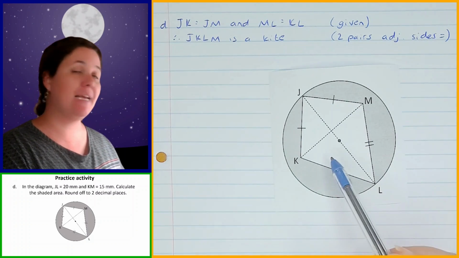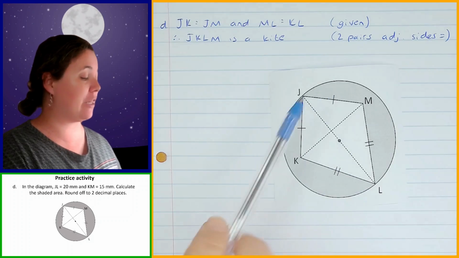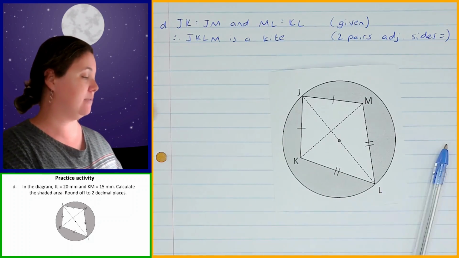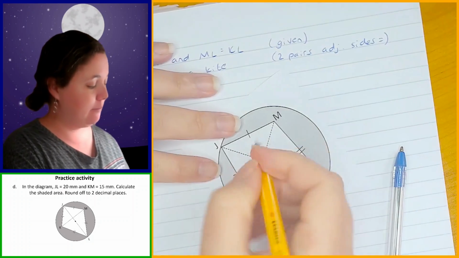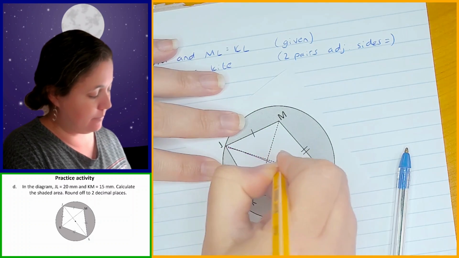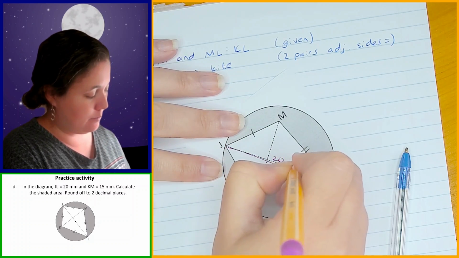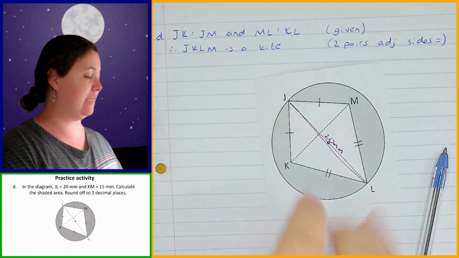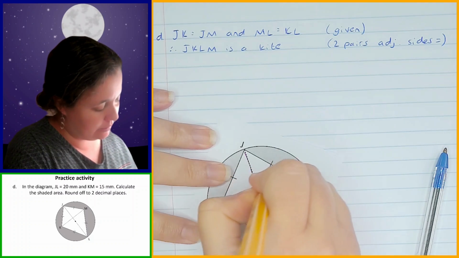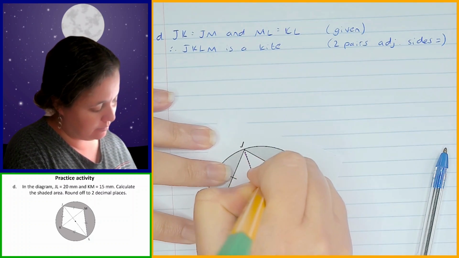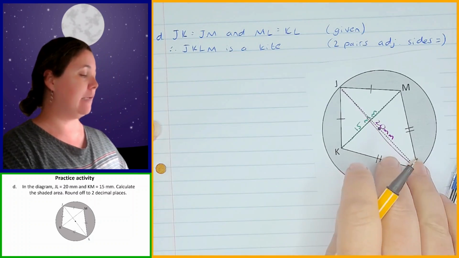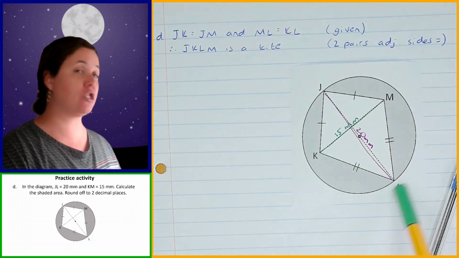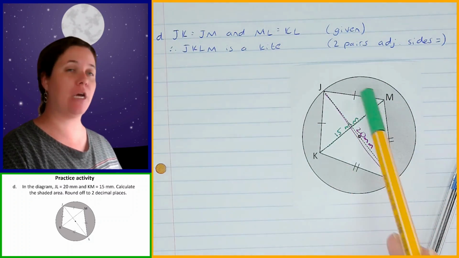Okay, so now because I know that it's a kite, I know that the formula for working out the area of the kite is half diameter 1 times diameter 2. Now they gave us the lengths of the two diameters. They told us that JL is 20 millimeters. So this over here is 20. And they told us that KM is 15 millimeters. So this over here is 15 millimeters. Okay. Now, to work out the shaded area in this diagram, what we need to do is take the area of the circle and subtract the area of the kite.